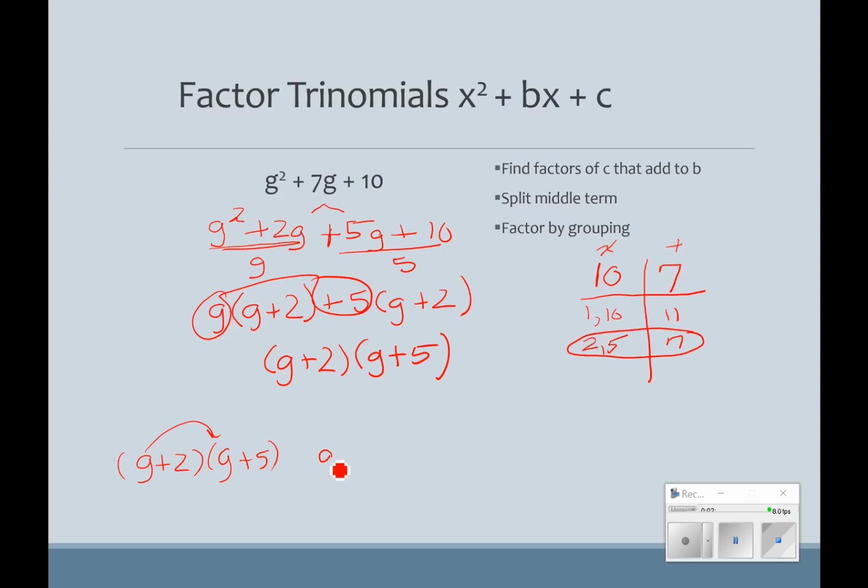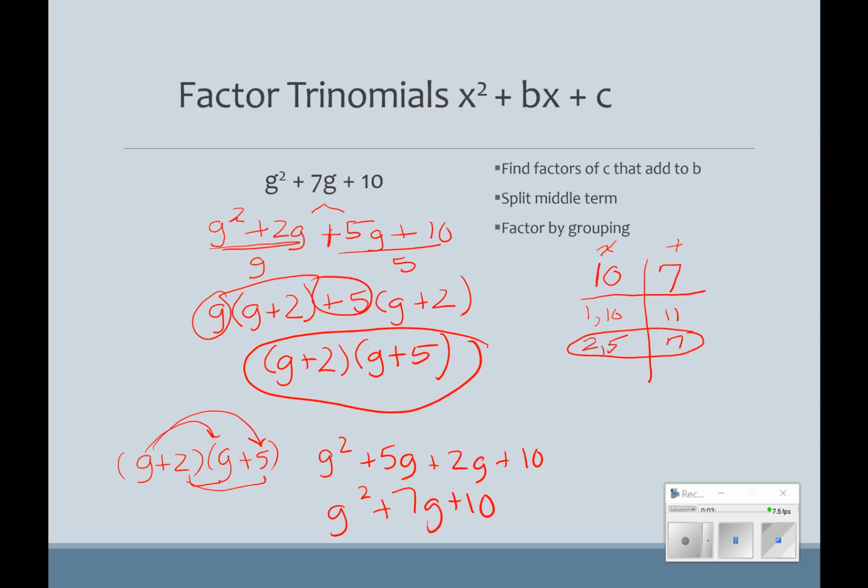g times g is g squared. g times 5 is 5g. Then 2g, and 2 times 5 is 10. And when I combine my like terms, g squared plus 7g plus 10. So you see, when I multiply them, I get what I started out with. So these are my factors.